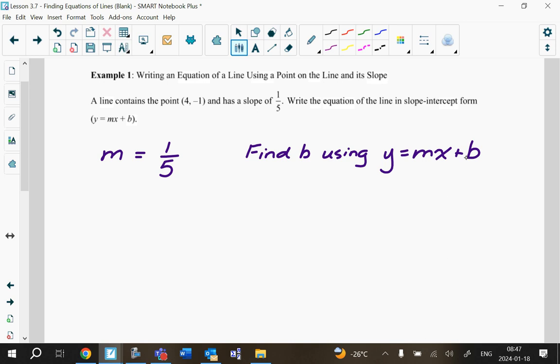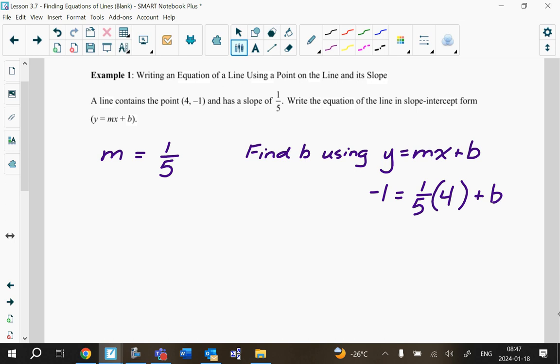So what's a y value I know on the line? -1. I know the slope is 1 over 5. What's an x value I know that's on the line? 4. So we've set it up so that we create an equation that we can solve for b.